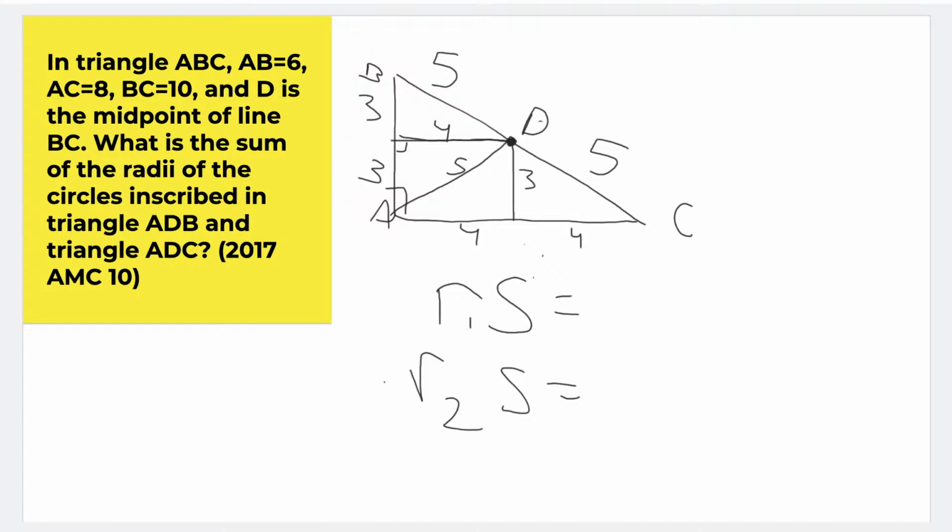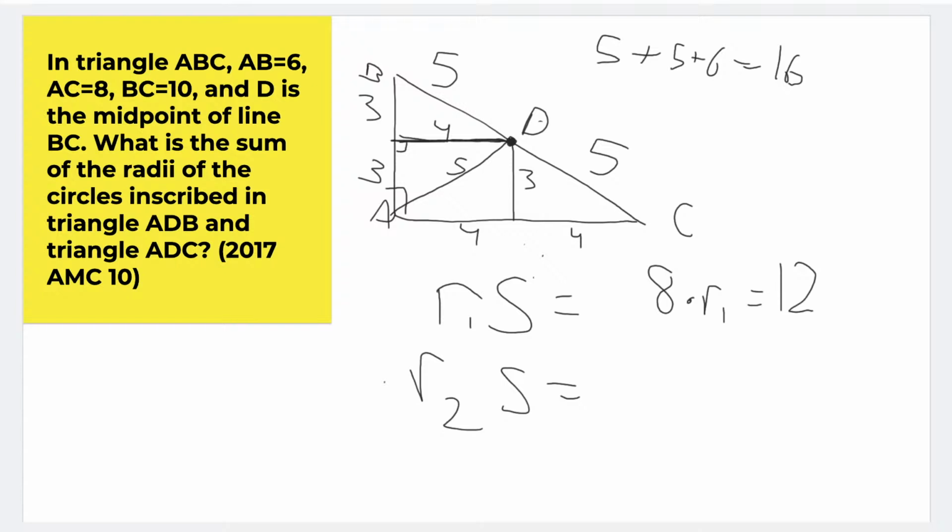So how are we going to find the area? Well, that's pretty simple. For the semi-perimeter, we know this is 5 plus 5 plus 6, which is equivalent to 16. But the semi-perimeter means you have to divide it by 2. So it's going to be 8 times R1, which is equivalent to the area, and the area is just the base, which is 6, 3 plus 3, times 4, which is 24, divided by 2, which is 12.